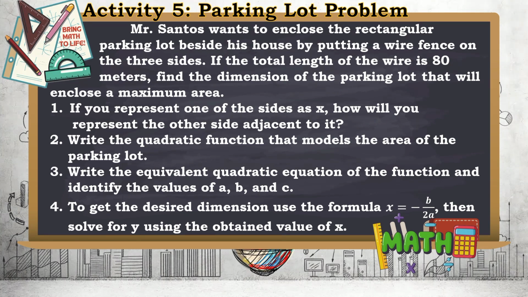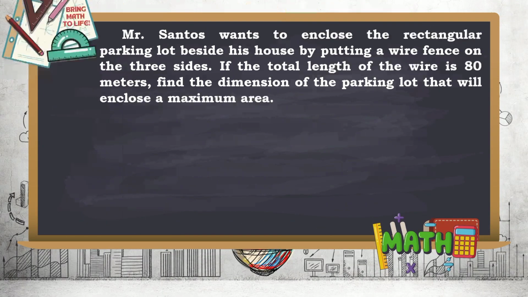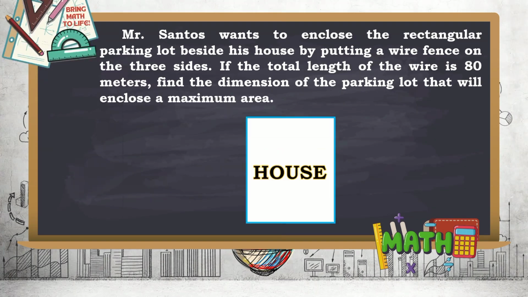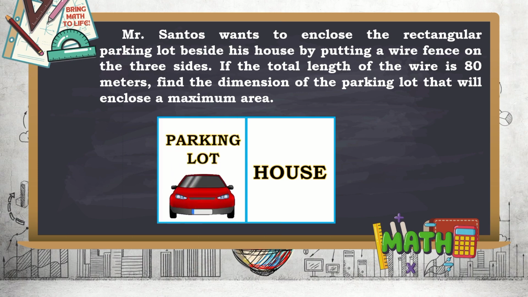Number 2, write the quadratic function that models the area of the parking lot. Number 3, write the equivalent quadratic equation of the function and identify the values of a, b, and c. Number 4, to get the desired dimension, use the formula x is equal to negative b all over 2a, then solve for y using the obtained value of x. Let's represent the problem in a figure. This part will represent the house, and this is the parking lot.